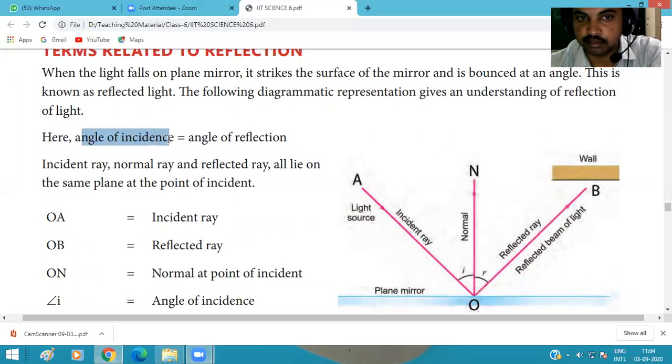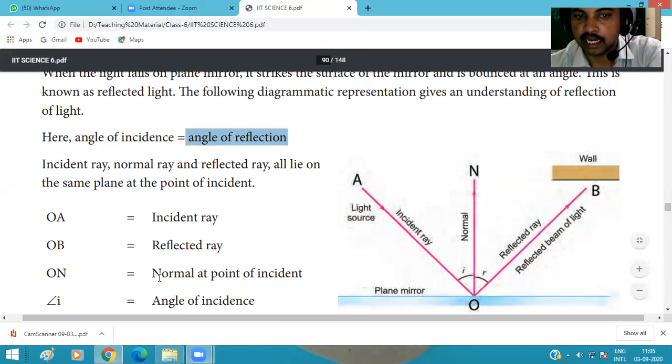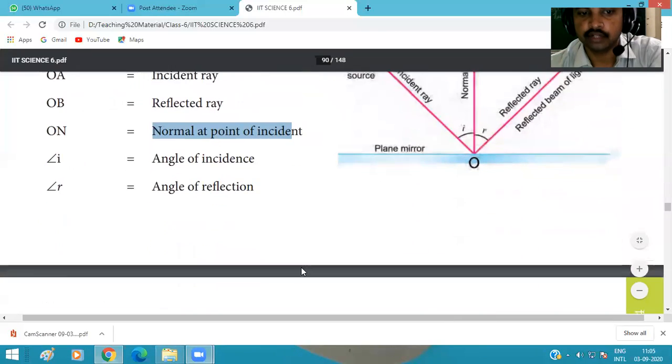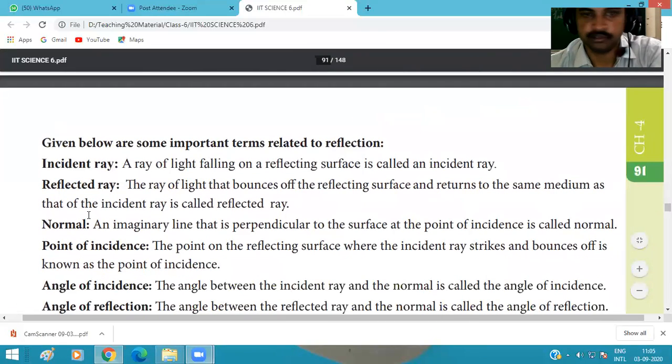Always, the angle of incidence is equal to the angle of reflection. The angle of incidence I and the angle of reflection R are both equal. So what is OA? OA is the incident ray, OB is the reflected ray, and ON is the normal at the point of incidence. Angle I is the angle of incidence, and angle R is the angle of reflection. So we can define these important words.